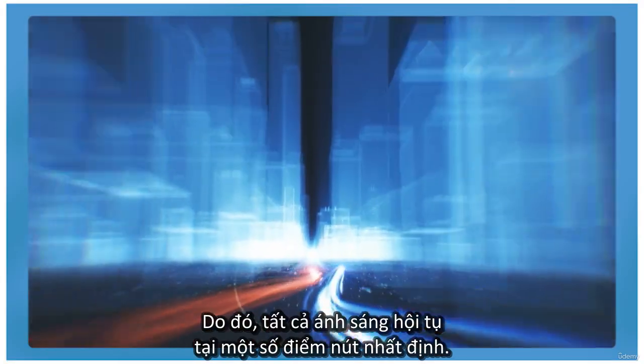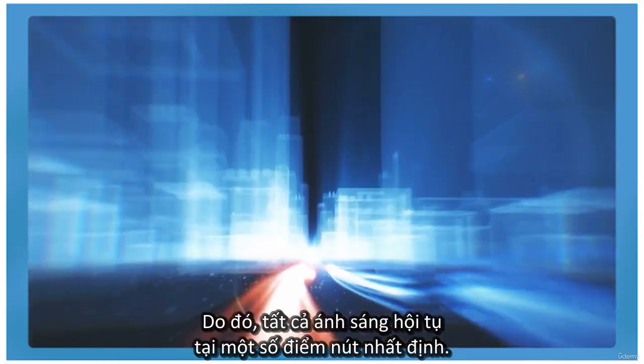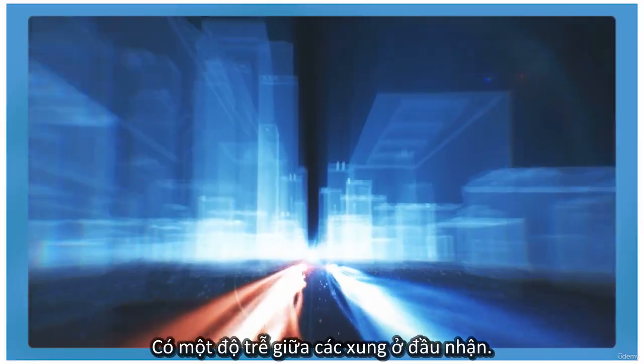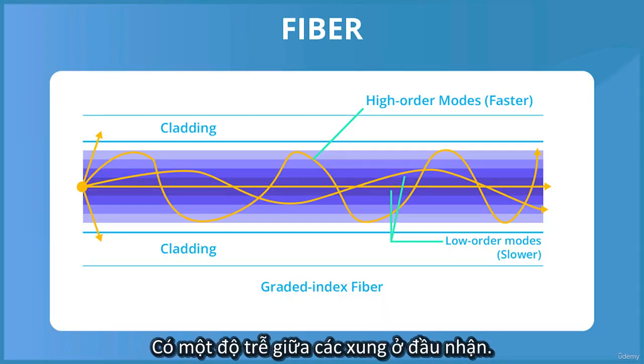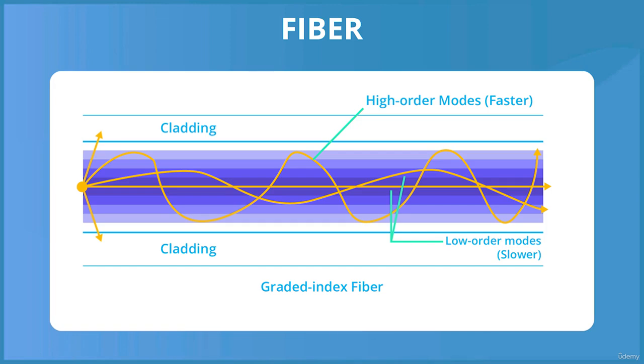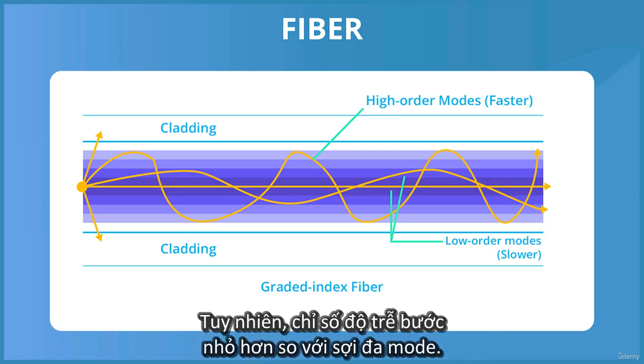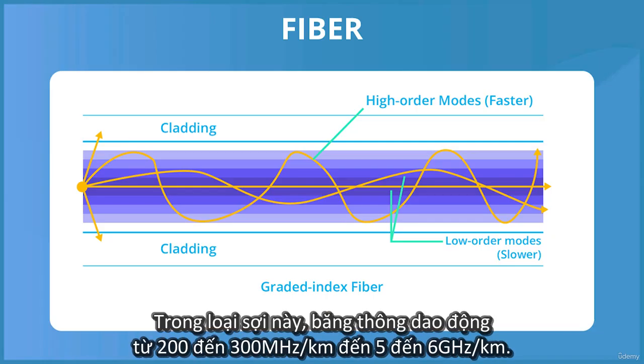Therefore, all lights converge at certain nodal points. There is a delay between pulses at the receiving end. However, the latency is less than that of step index multimode fibers. In this type of fiber, the bandwidth ranges from 200 to 300 megahertz per kilometer to 5 to 6 gigahertz per kilometer.